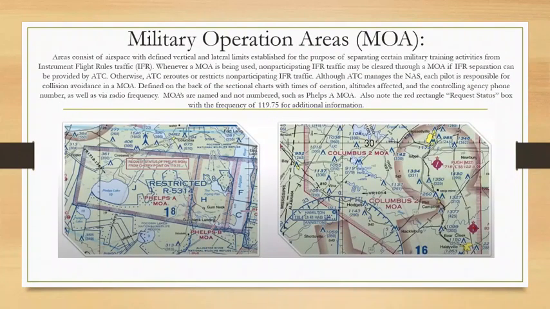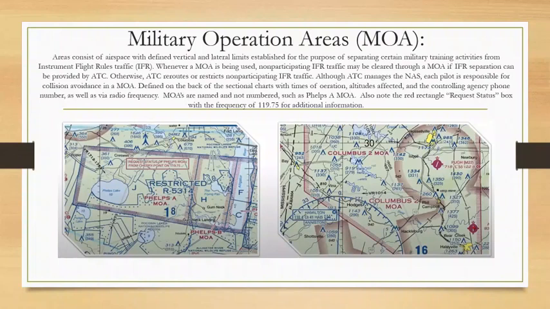Military operation areas are areas that consist of airspace with defined vertical and lateral limits that are going to be established for the purpose of separating certain military training activities from instrument flight rules traffic, IFR. Whenever a MOA is being used, non-participating IFR traffic may be cleared through the MOA if IFR separation can be provided by the ATC. Otherwise, ATC is going to reroute or restrict non-participating IFR traffic. Although ATC manages the NAS, each pilot is responsible for collision avoidance in a MOA.